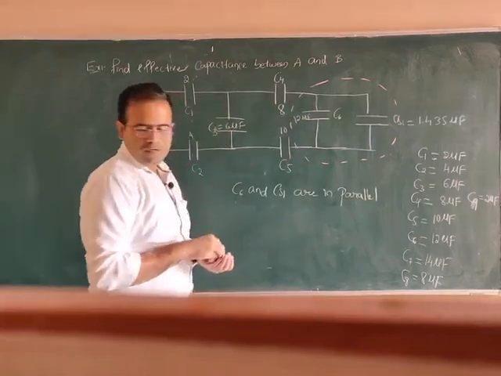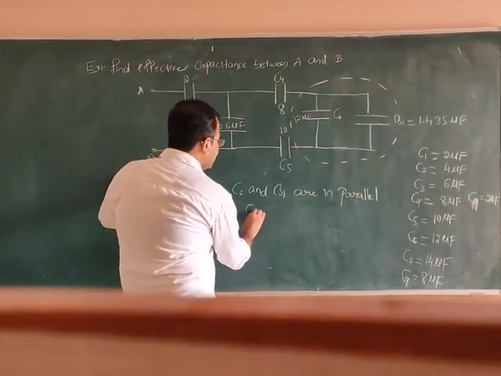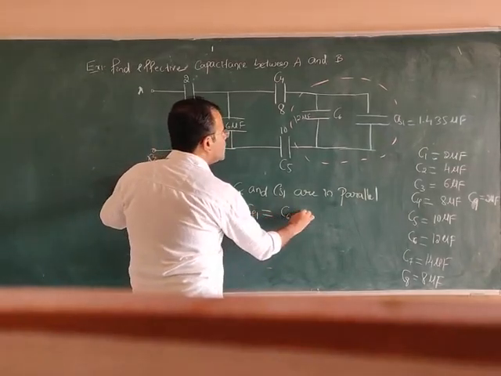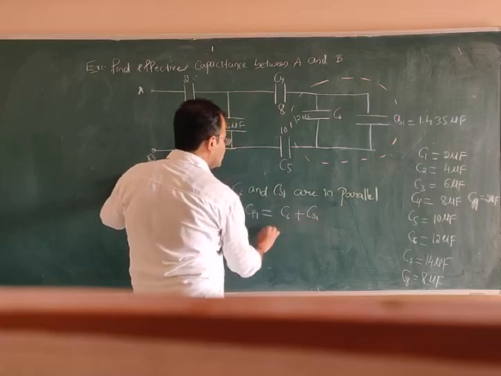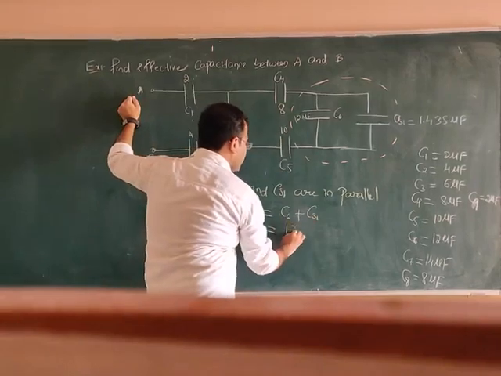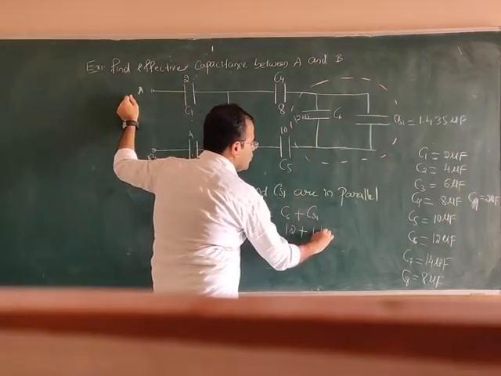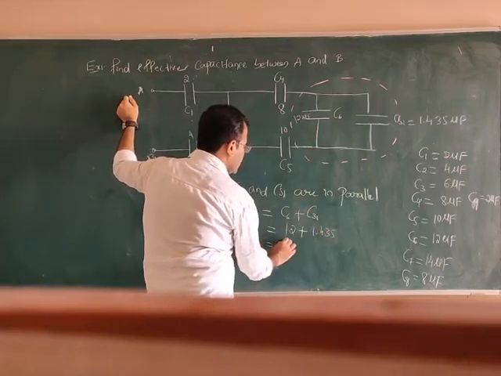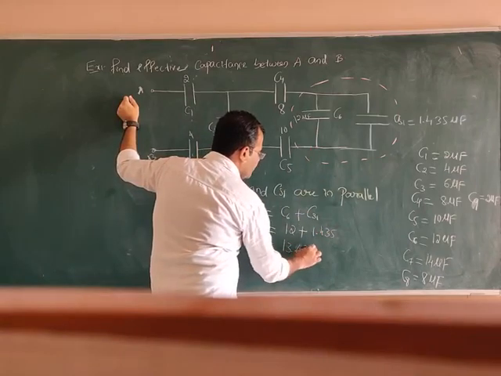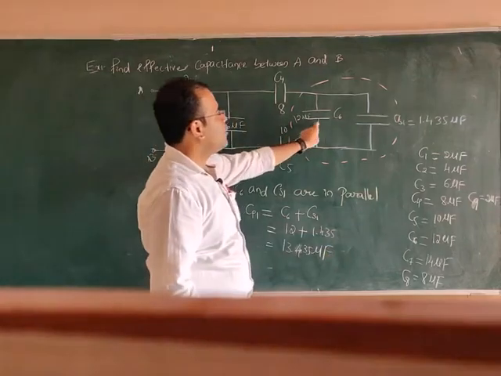So if both are in parallel combination, we can write CP1 is equal to C6 plus the first series combination CS1. Now the C6 value is 12 microfarad, so I'll write 12 plus 1.435. This is what you are going to write, 13.435 microfarad. So you are going to get the total value. Now these two are in parallel.